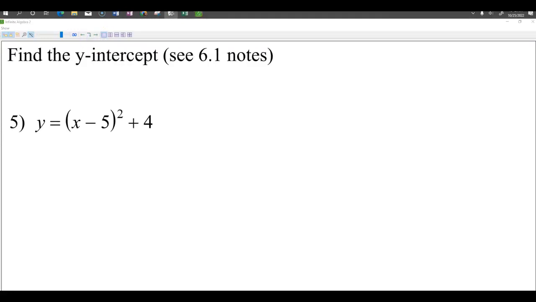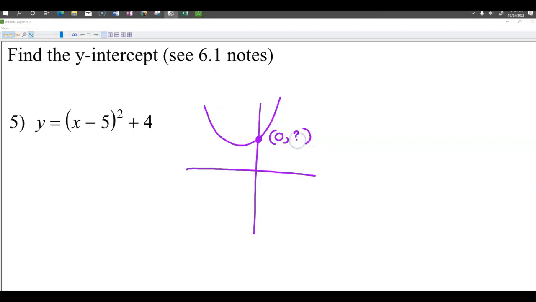Let's go ahead and take a look at number 5 here. They want us to find the y-intercept. The y-intercept is where a function touches the y-axis. So like maybe something like this. Something about the y-intercept is that the x value will always be 0, and then we want to find the y value that goes there. So to do it, we're going to plug 0 in for x and solve for y.